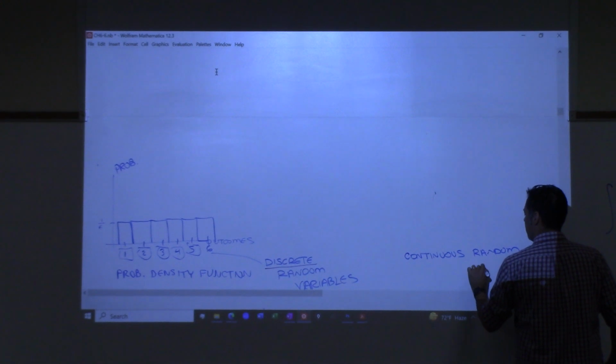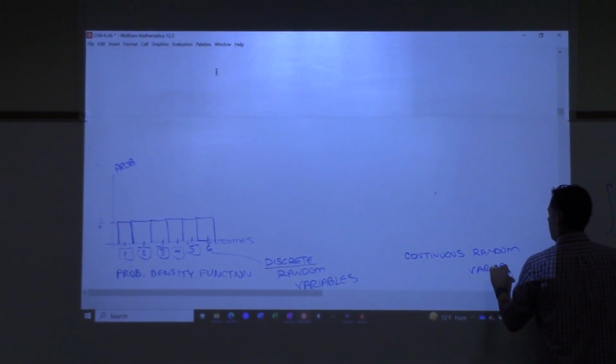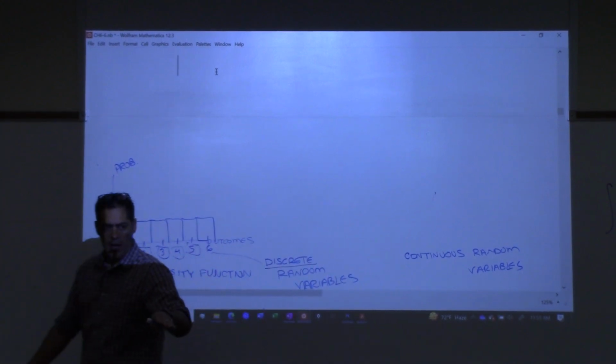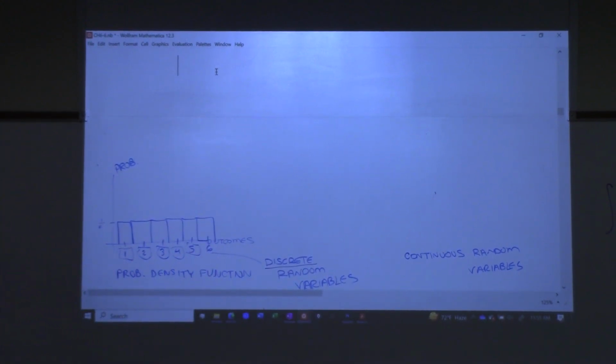Random variables. Yeah, I'm getting to it. I'm getting to it. So what is a continuous random variable?